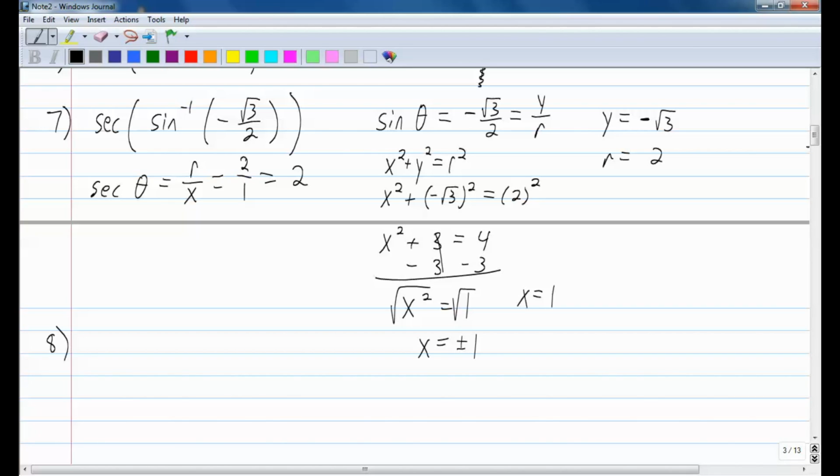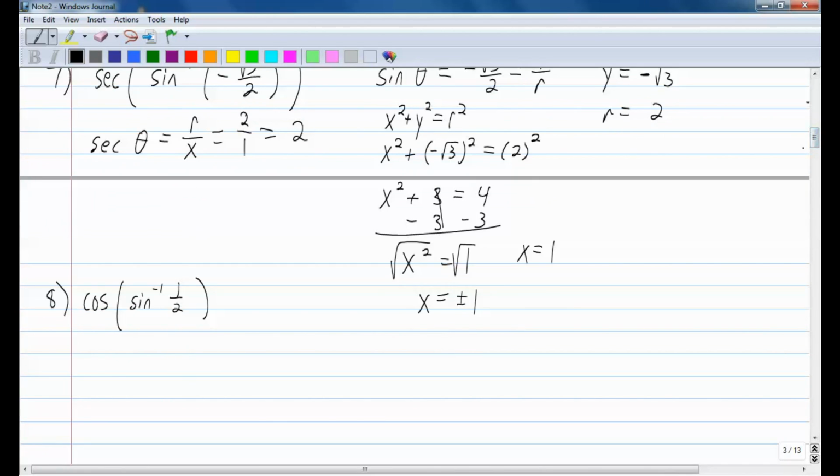Alright, next problem. The cosine of the inverse sine of 1/2. What this means is the sine of something is equal to 1/2. That something happens to be in the first quadrant, because when you take the inverse sine of a positive, you want the answer from the first quadrant. So if we do have to solve for x, y, and r, since we're in the first quadrant, make sure your x's are positive and your y's are positive.